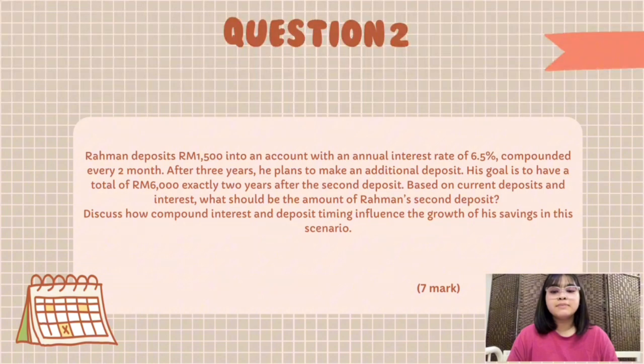For question 2, Rahman deposits RM1,500 into an account with an annual interest rate of 6.5% compounded every 2 months. After 3 years, he plans to make an additional deposit. His goal is to have a total of 6,000 exactly 2 years after the second deposit. Based on the current deposit and interest, what should be the amount of Rahman's second deposit? Discuss how compound interest and deposit timing influence the growth of his savings in this scenario.